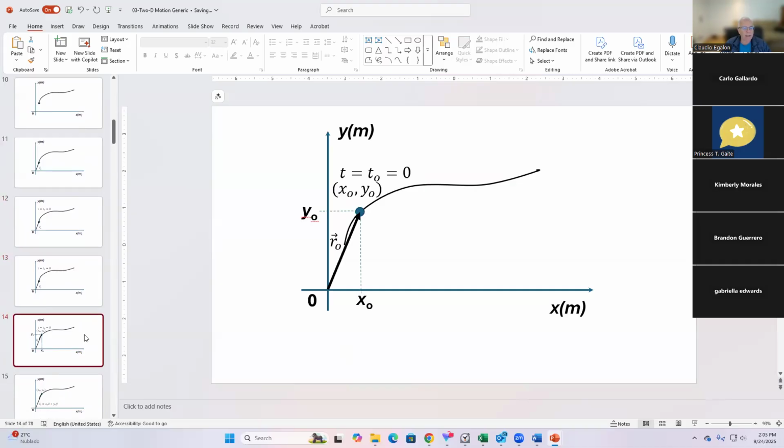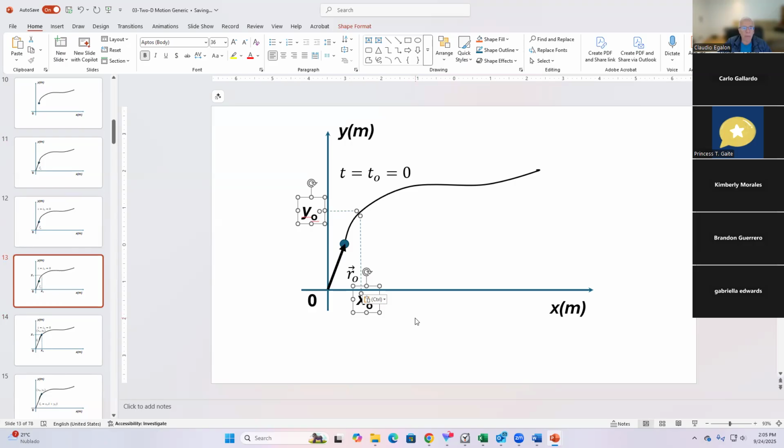On top of that, we have the coordinates x naught and y naught. Do you picture that? You got it? Not only can you denote the vector position in terms of the initial vector position r naught, but you can also denote that in terms of the initial coordinate points, x naught, y naught.